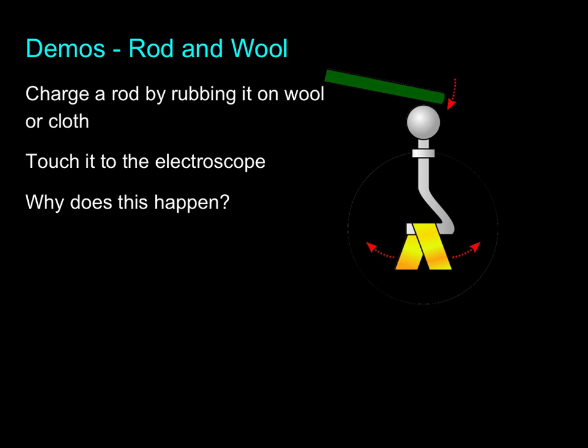Now let's talk about this demo. In this demo, you rub this rod right here on something, a piece of wool, and then you touch this metal ball, and you'll notice that these two little pieces of foil start to repel each other. This little device is called an electroscope, and you want to ask why this happens.